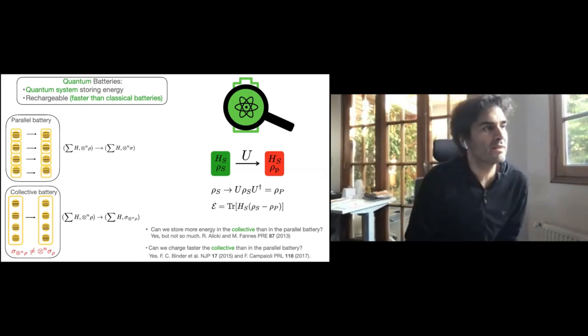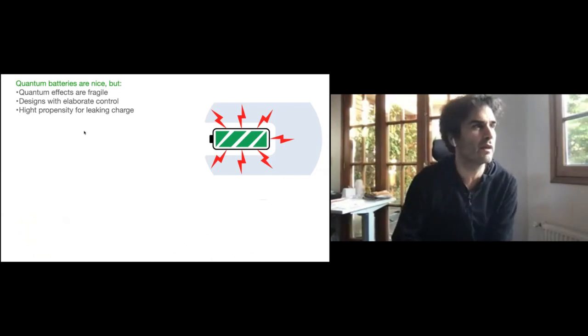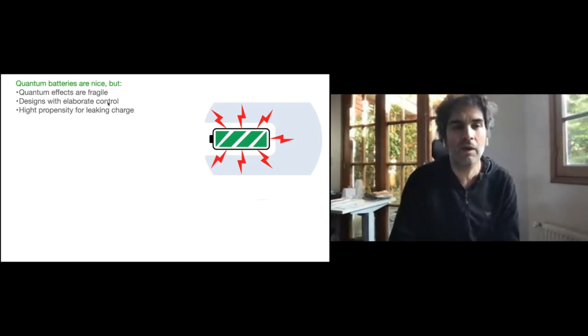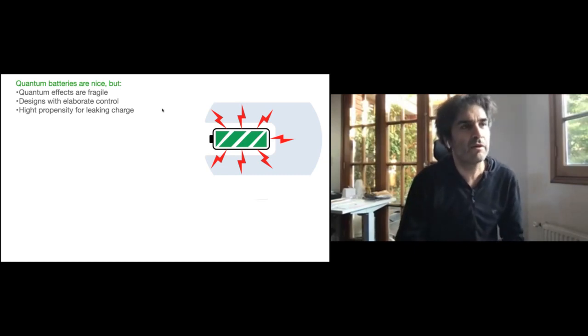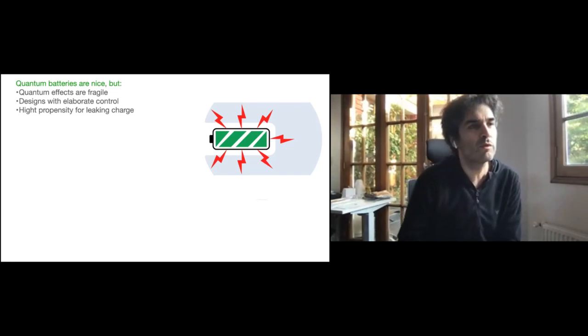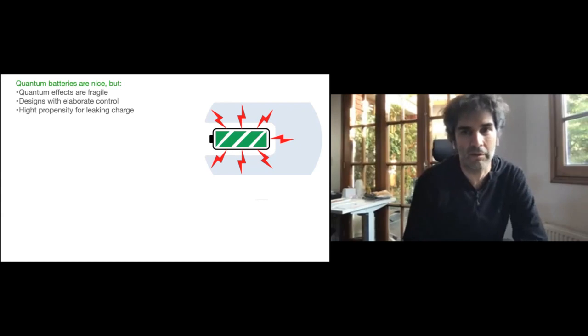So, as I said, the nice properties of quantum batteries are based on these delicate quantum correlations, which need a lot of control, because to keep them, you have to keep the quantum system isolated. But there is always an environment. So this environment will make it so that these quantum effects could be lost, and the charge could also be lost to the environment.